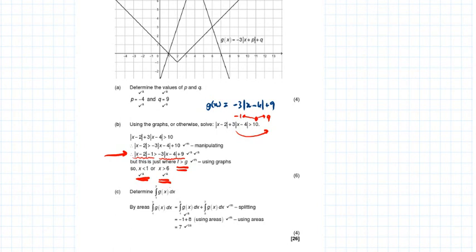Okay, so I'll just make the correction. It must be f of x. Okay, correction. This solution works for f of x.